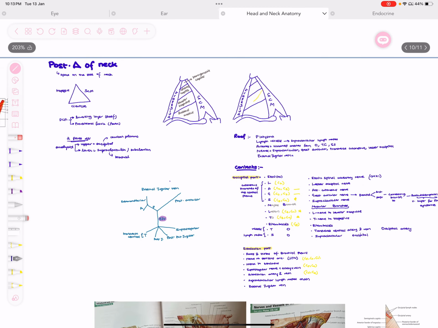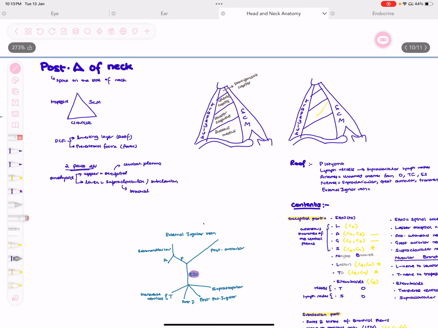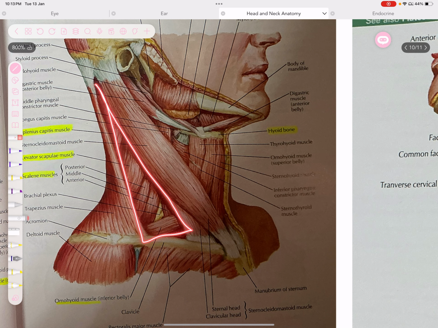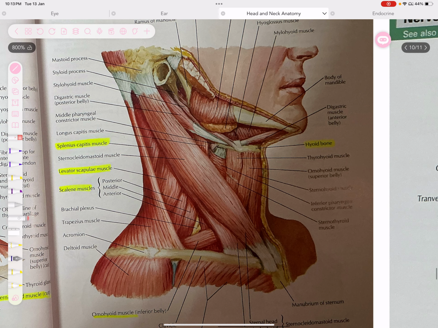Hi everyone, today we are doing the posterior triangle of the neck. So this is basically a space on the side of the neck. If you look at the neck from the lateral aspect, you'll notice there's a space like this, which is a triangle. This is the posterior triangle of the neck because it appears behind the sternocleidomastoid.